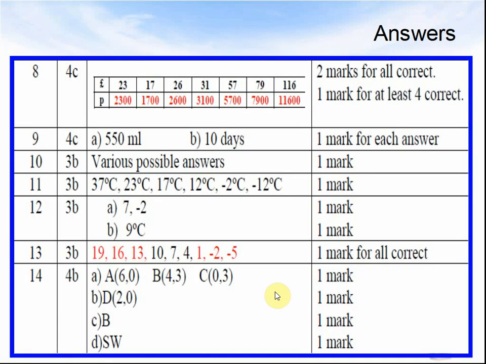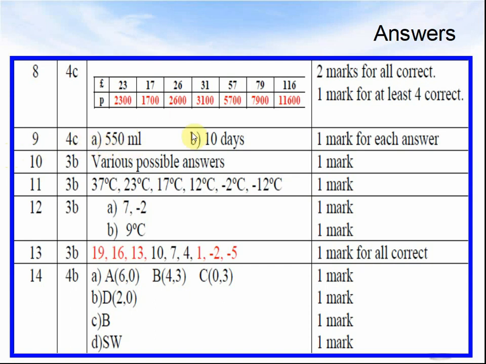8. 23 times 100 is 2,300. 17 times 100 is 1,700. 26 times 100 is 2,600. 31 times 100 is 3,100. 57 times 100 is 5,700. 79 times 100 is 7,900. 116 times 100 is 11,600. 9. A.